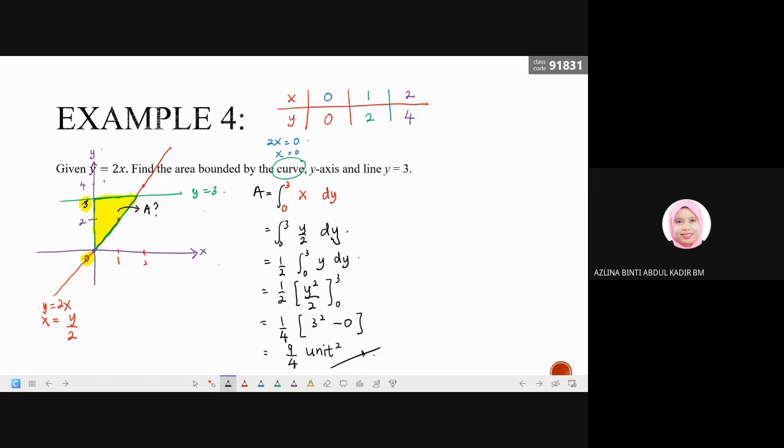Okay, try sketch example 5. Macam mana bentuk dia tu?